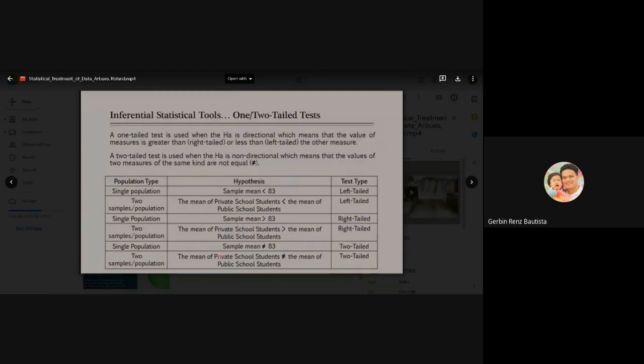If the population type is a single population, and the hypothesis states that the sample mean is not equal to 83, it is a two-tailed test type. And where there are two samples or populations, where the hypothesis indicates that the mean of private school students is not equal to the mean of public school students, it is a two-tailed test type.